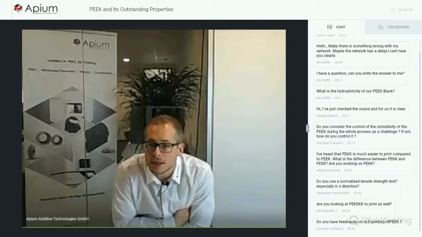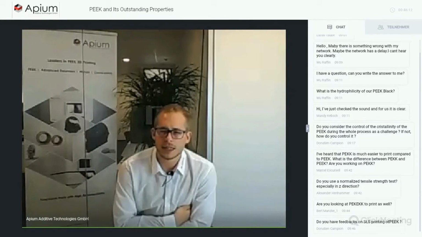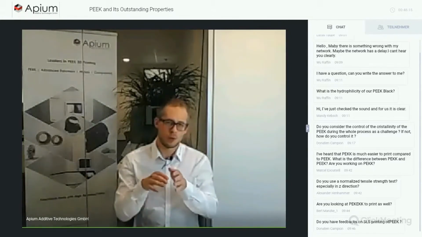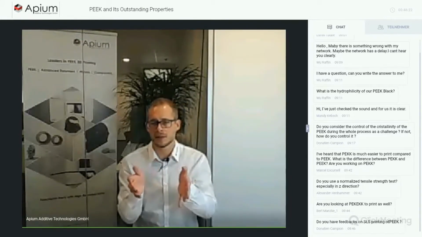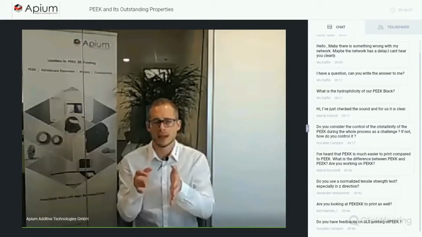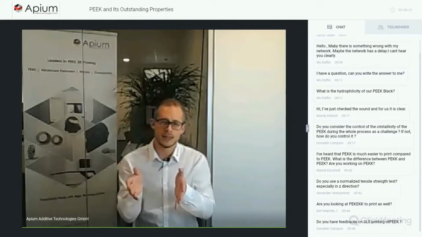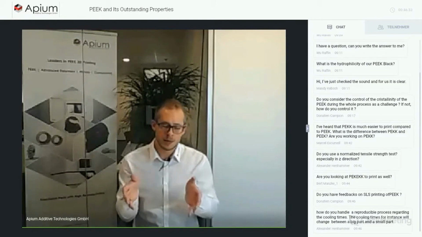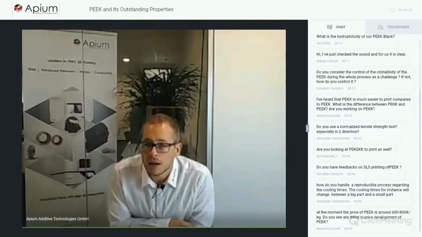Do you have feedback on SLS printing of PEEK? So far, what we have seen for SLS printing, since it's a sintering process, we always have more holes inside. It is more porous in nature, but this comes from the process itself. Therefore, we have seen that in mechanical performance, it performs in principle a bit weaker than FFF or injection molded, but this comes simply from the process itself.